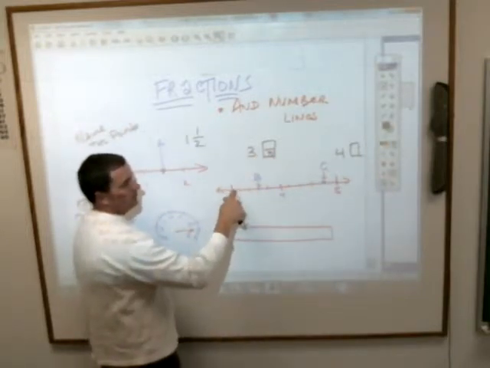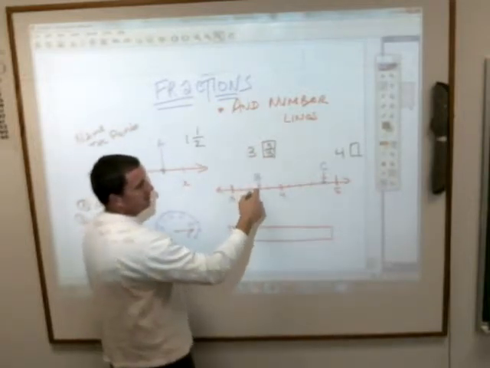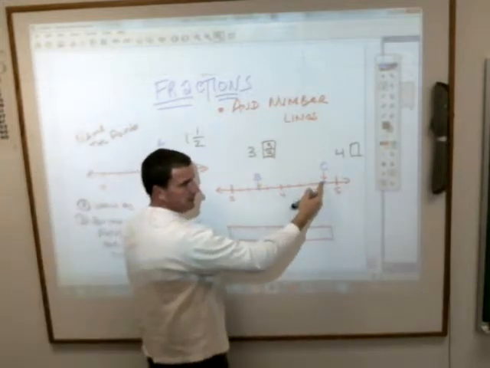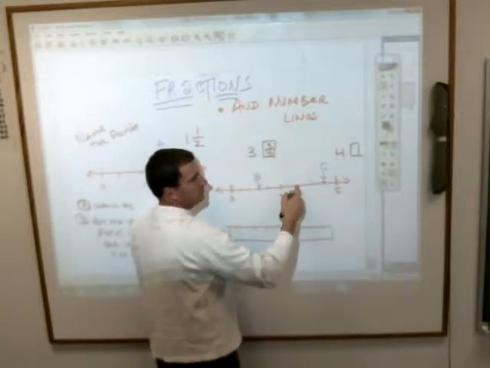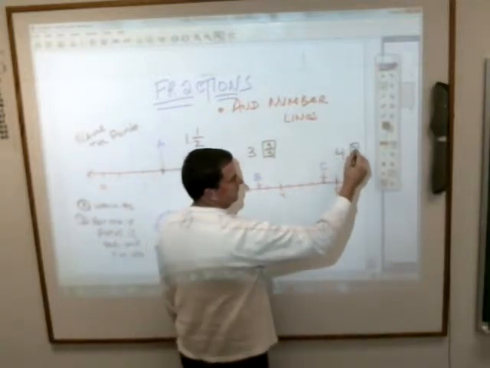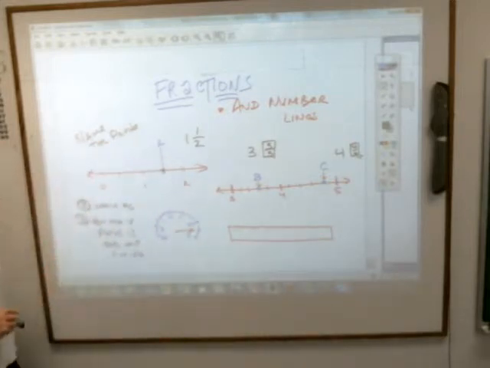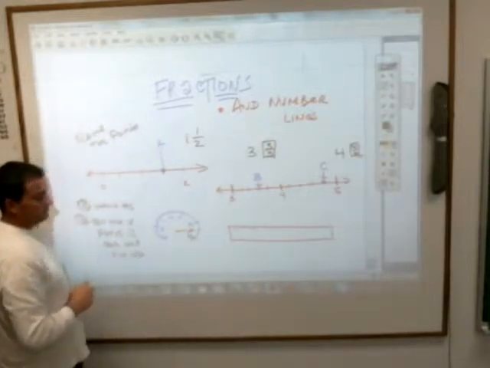And how many pieces over is it? 1, 2, 3. So this point is 3 3/5. This point over here is 4 and how many fifths over? 1, 2, 3, 4, and 4 fifths over. Okay, so count the spaces, not the tick marks, because the tick marks will get you some sort of goofy thing. How about this one, even though I didn't draw it very well?